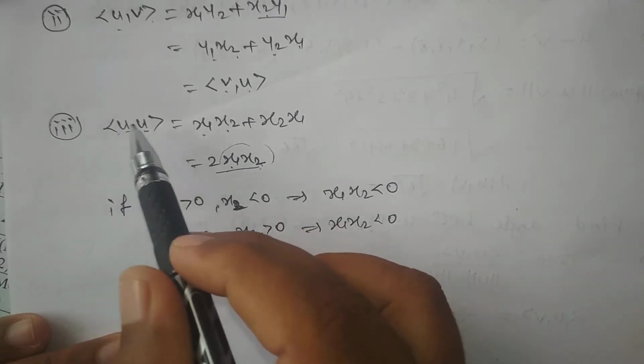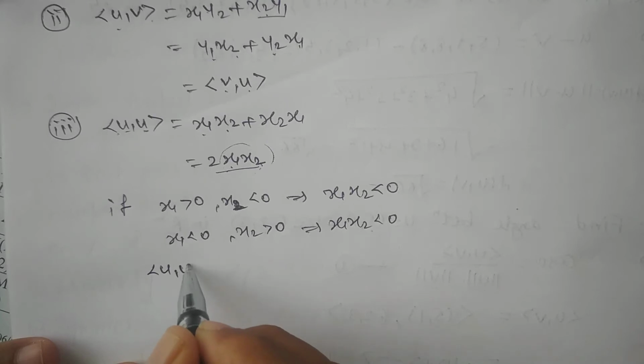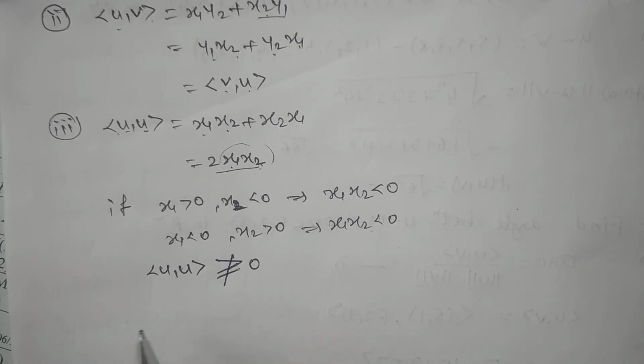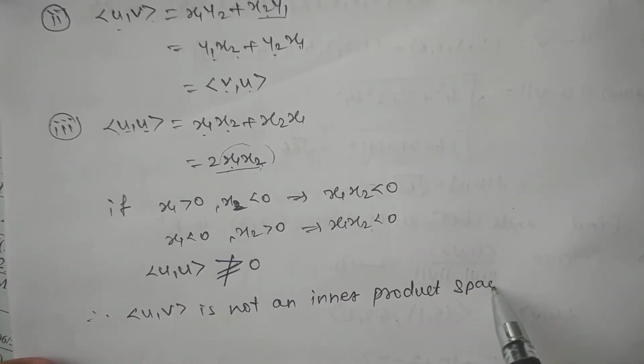That means for some cases this term is negative. That means inner product of u comma u is not always greater than or equal to 0. So this third condition is not satisfied. Therefore, inner product of u comma v is not an inner product space. It is not an inner product space.